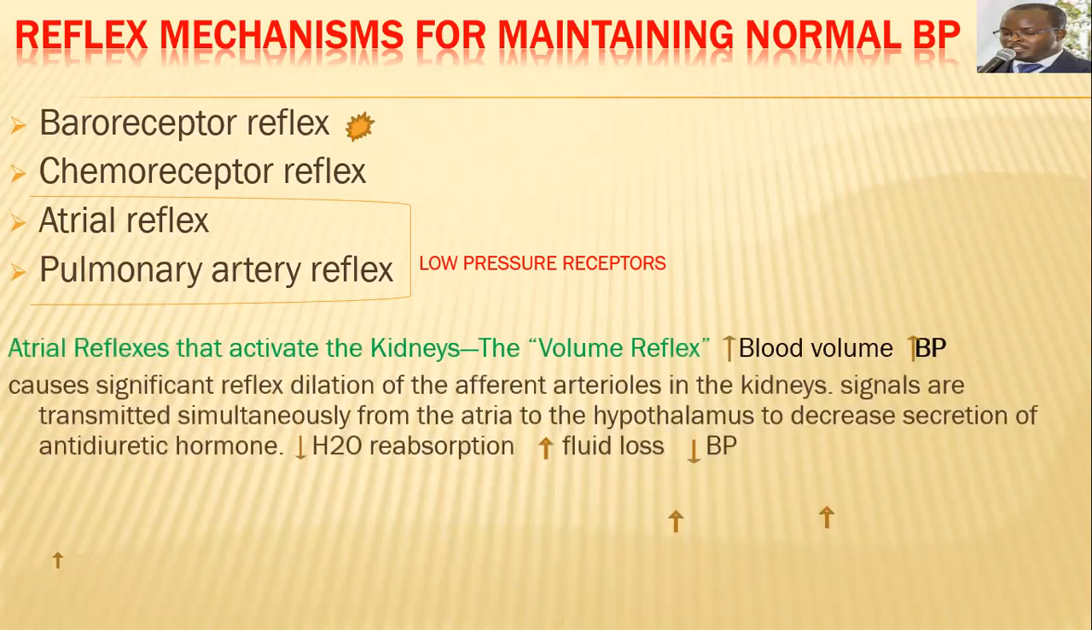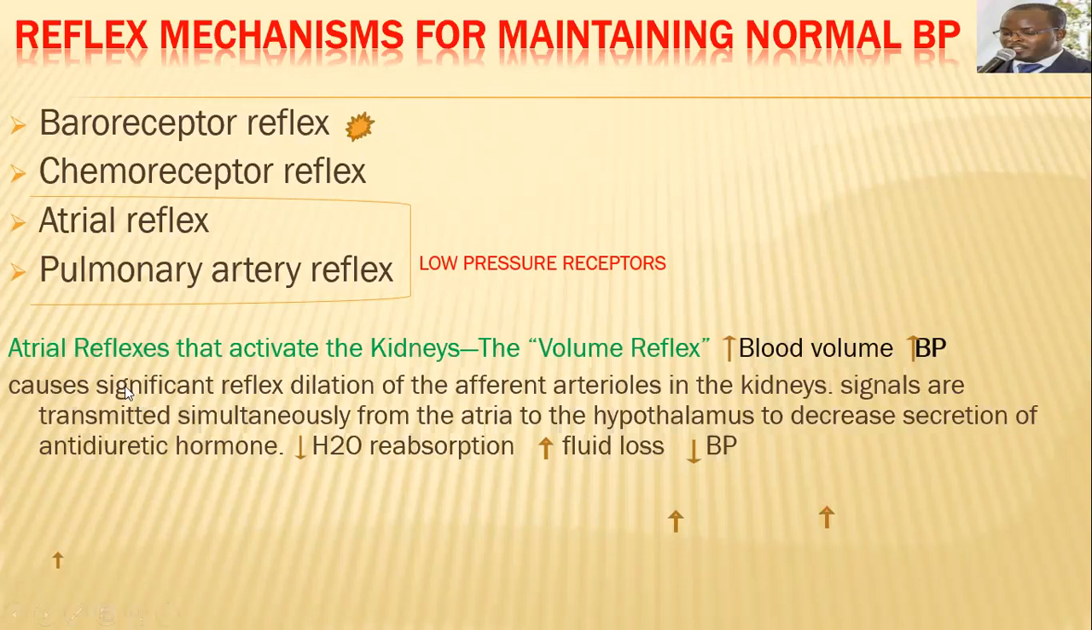Okay, so starting with the low pressure receptors, the atrial reflexes that activate the kidneys. This is also referred to as the volume reflex. For instance, if you have an increase in blood volume, that will result in an increase in blood pressure. If there is an increase in blood volume, you know that there will be an increase in venous return, an increase in end-diastolic volume, an increase in stroke volume, and an increase in cardiac output. And if you have an increase in cardiac output, you're going to have an increase in systolic blood pressure. So the blood pressure is going to increase as a result of an increase in blood volume. What will be the mechanism by which it's going to bring this blood pressure back to normal?